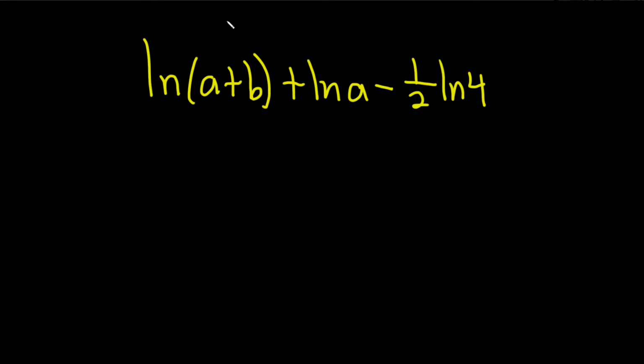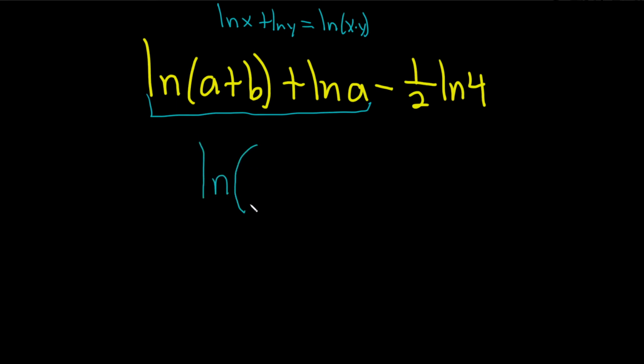The first one says if you have the natural log of x plus the natural log of y, this is the natural log of x times y. This is called the product rule. So let's go ahead and use that first here on this piece here. So these two logs will become one log. This will become the natural log of, this is our x, so parentheses a plus b times the second piece, so a.